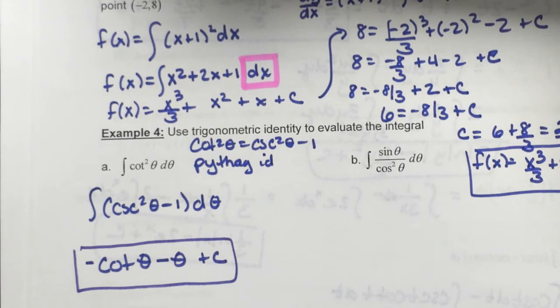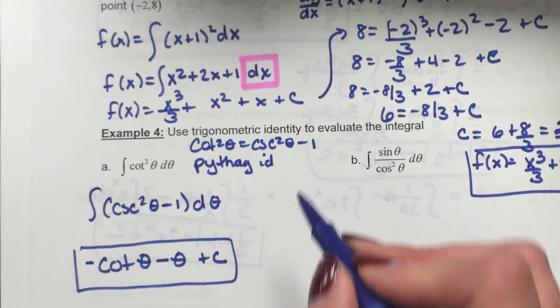Remember, you can use different variables. You could use x or you can use theta. Again, if you take the derivative of cotangent, it's a negative cosecant squared. So the derivative of negative cotangent is just cosecant squared. All right, so any questions on 4a? Let's take a look at b.